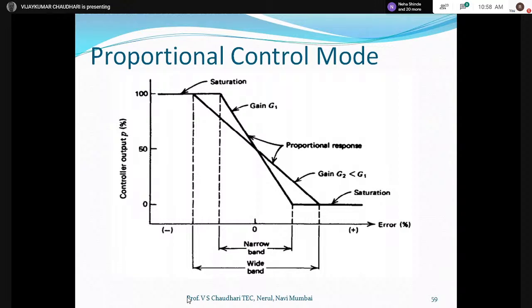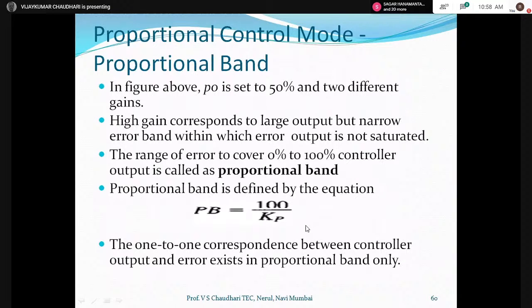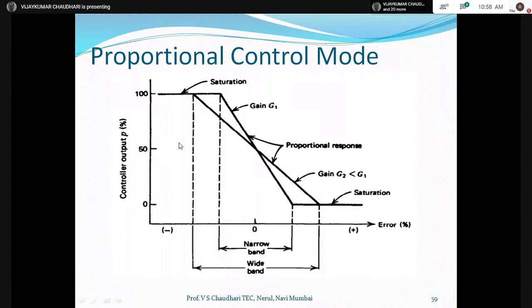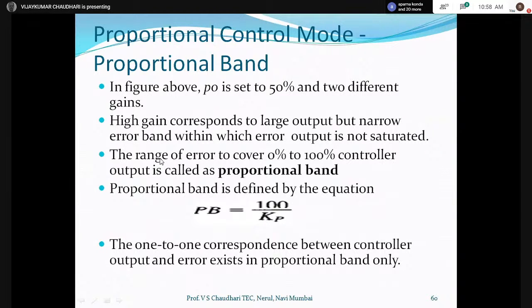It becomes a wider band if the gain is smaller. So we can decide the gain; let's choose the value of KP. In the above figure, P0 is set to 50% and there are two gains. This is for gain G1 and this is for gain G2. High gain corresponds to large output but a narrow error band within which the output is not saturated.